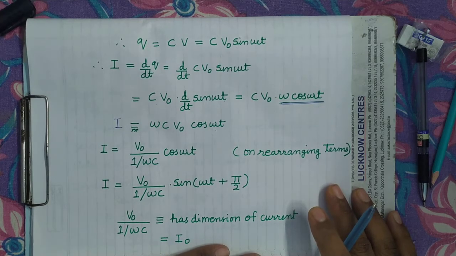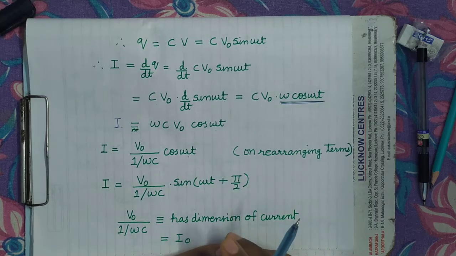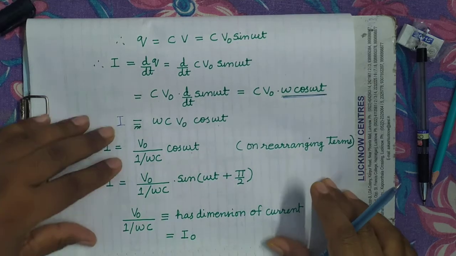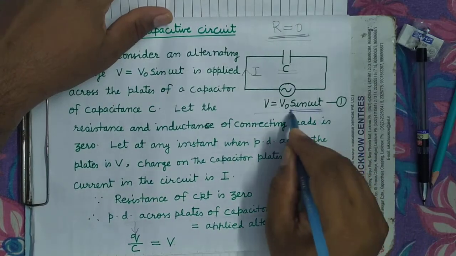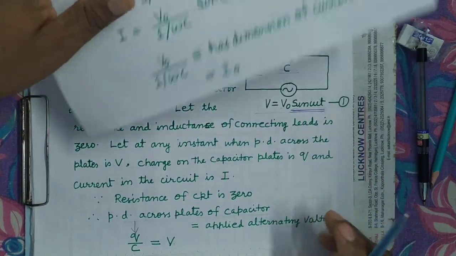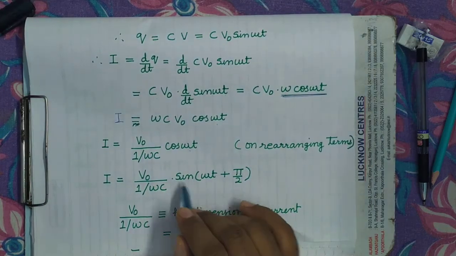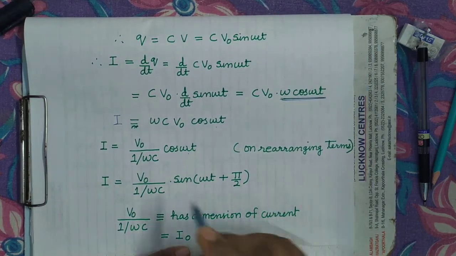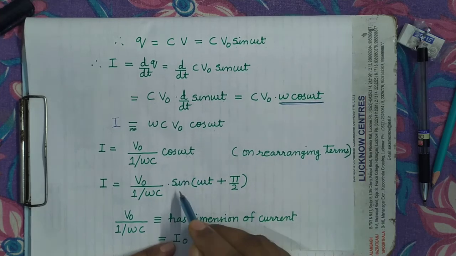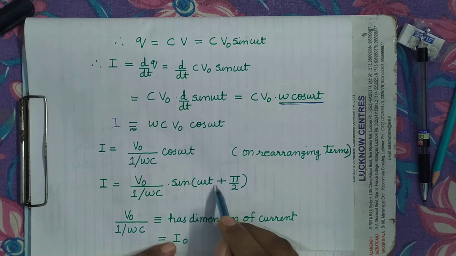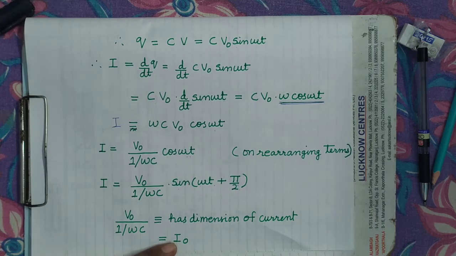Now you can see here this term of cos we will write in sine. Why? Because the expression of the voltage is given in the sine function. So here also, in order to compare the phase, we will change in sine. So it is V naught 1 upon omega c, and cos omega t can be written as sine omega t plus 90, that is pi by 2.